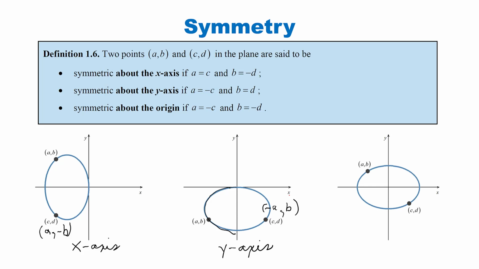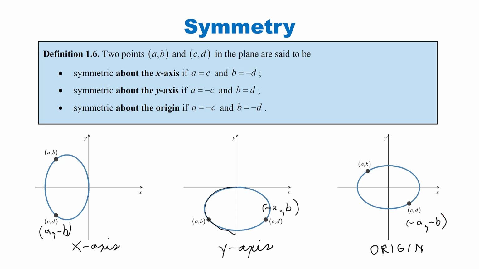Finally, we have a graph that's symmetric about the origin. To tell if a graph's symmetric about the origin, we need to test that, if we have two points in the graph, A equals negative C, or C equals negative A, and B equals negative D, which means that D would equal negative B. So that's the setup. This is symmetry.